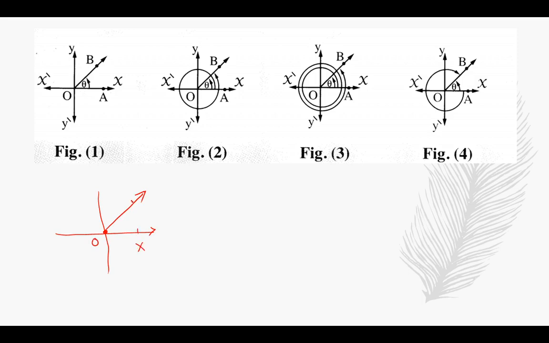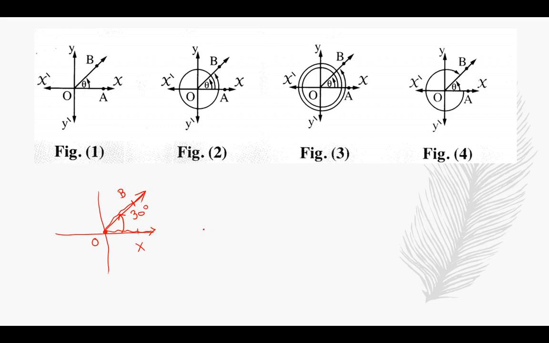Angle OXB. This is an angle in the standard position. Its measure is 30 degrees. Here the initial side is OX and the terminal side is OB.